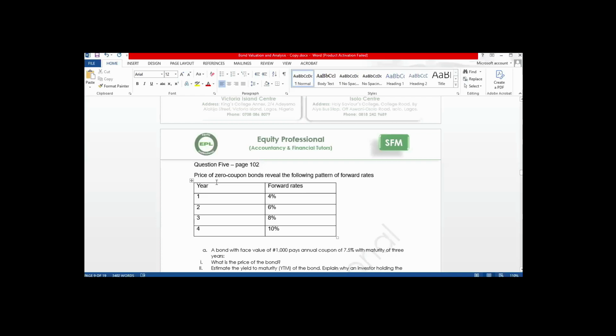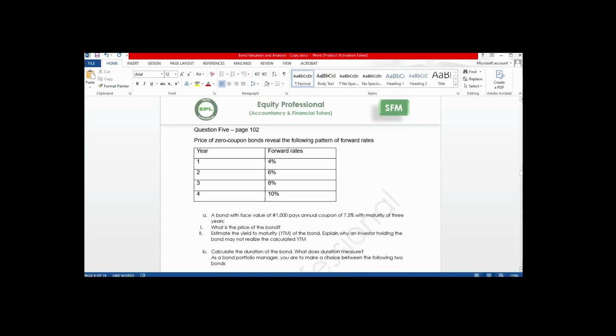Question number 5, page 102. Page 102, question number 5. Please give me just 1 minute. You can refer to the page. Allow me just like 1 minute. Who is confirming now? So it's confirmed. All right, let's go ahead.